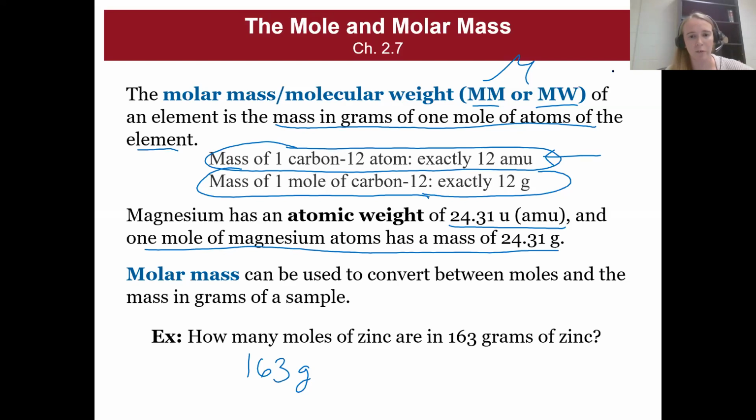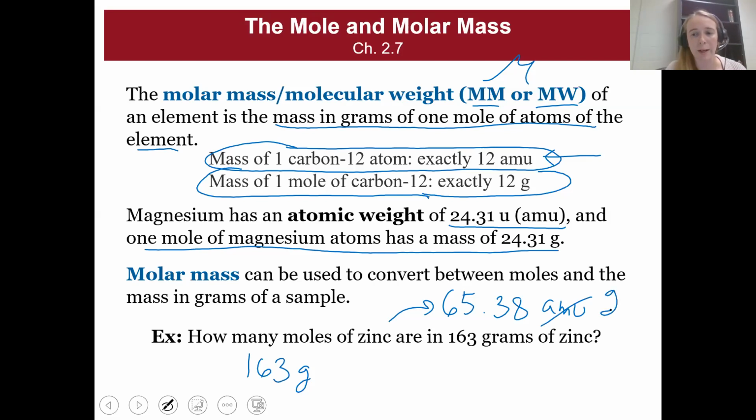And then to get our conversion factor, we have to actually look it up on the periodic table. So I looked up zinc on the periodic table and I found that zinc has an atomic mass of 65.38 AMUs. But if we're looking at a mole of zinc, it's going to be 65.38 grams. So that's what my conversion factor is going to be: 65.38 grams for 1 mole of zinc.